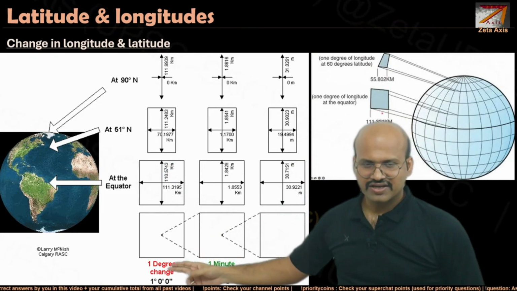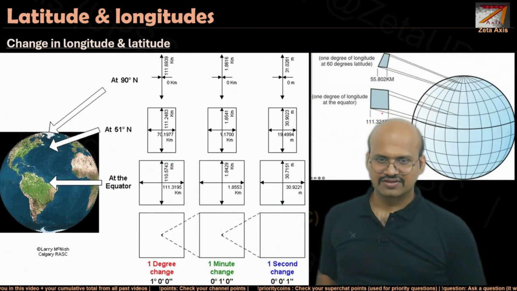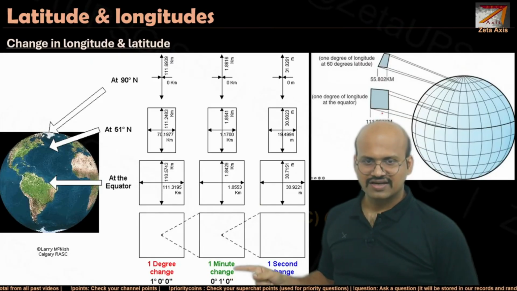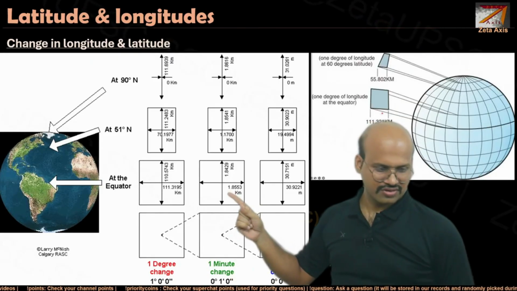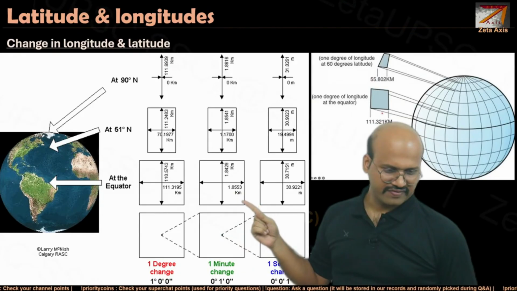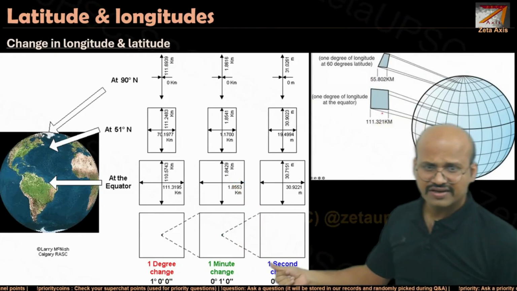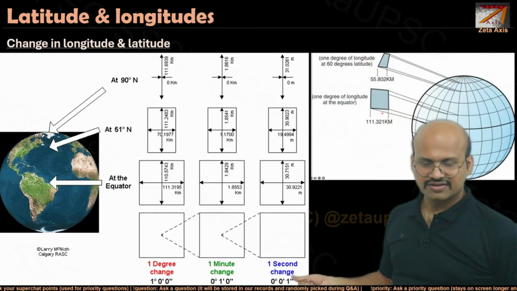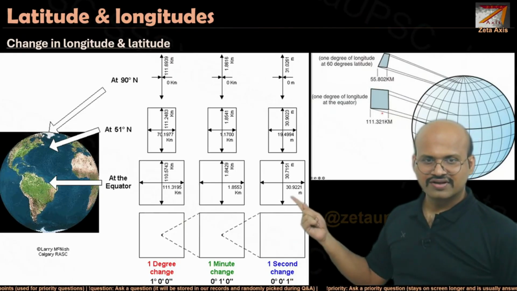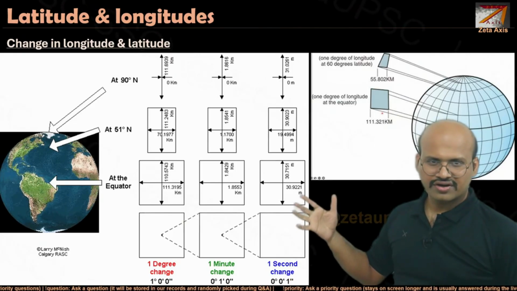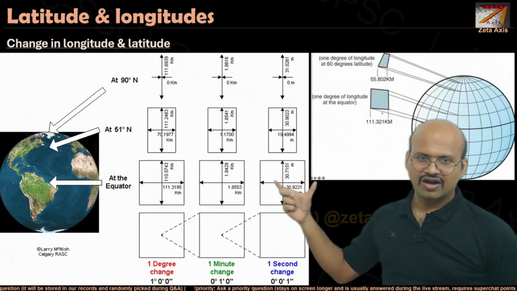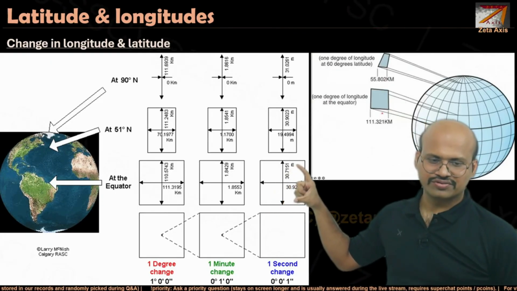Here we have seen 1 degree. 1 degree is divided into minutes, so there are 60 minutes in 1 degree. And 1 minute represents almost 1.855 kilometers. Then 1 minute includes 60 seconds, and 1 second is around 31, or roughly 30 meters. So this is between longitudes and this is between latitudes.